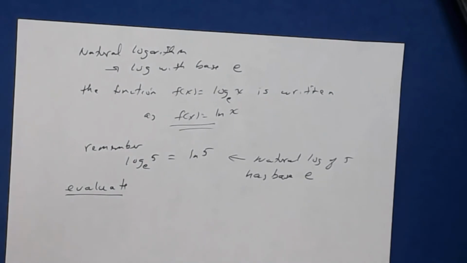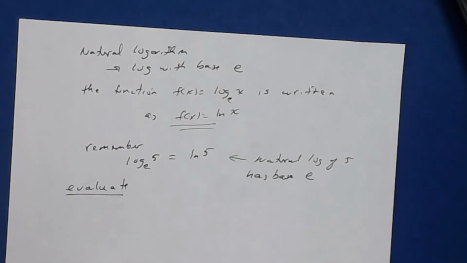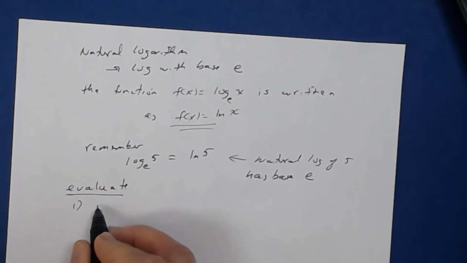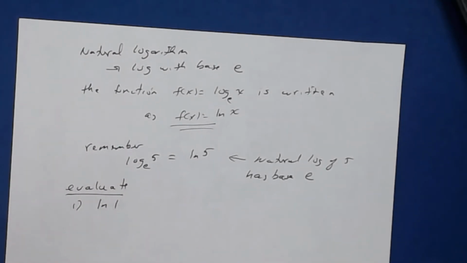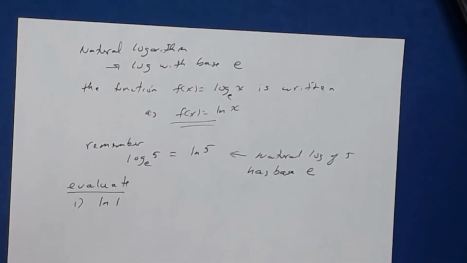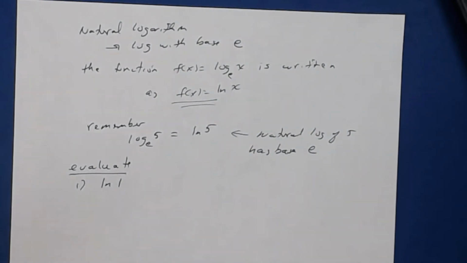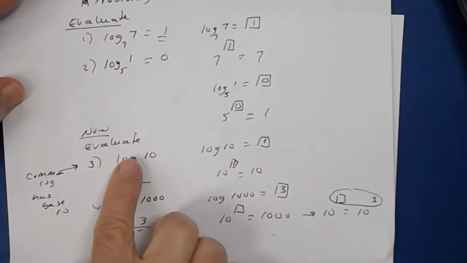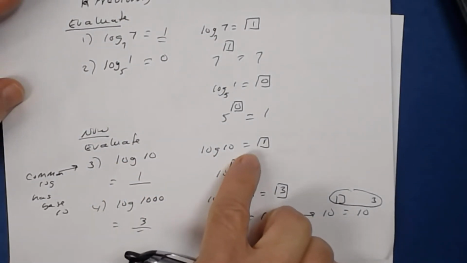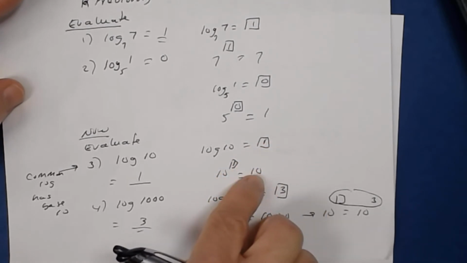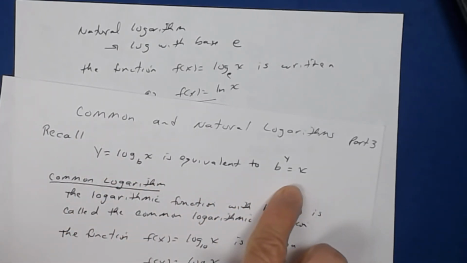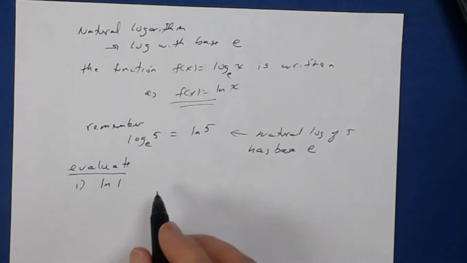All right, evaluate. Okay, so the first one. Let's suppose I had the natural log of 1. Remember, what base is this? This is base e. We're going to do this just like we did before. We're going to change this to a log equation, and then we're going to change it to an exponential.